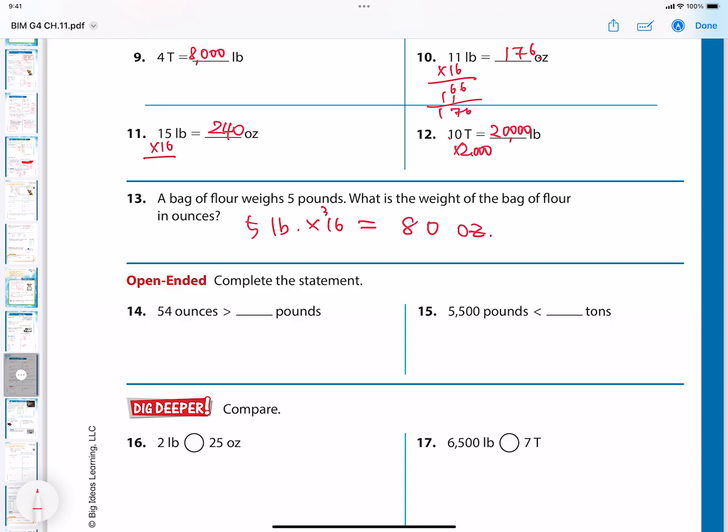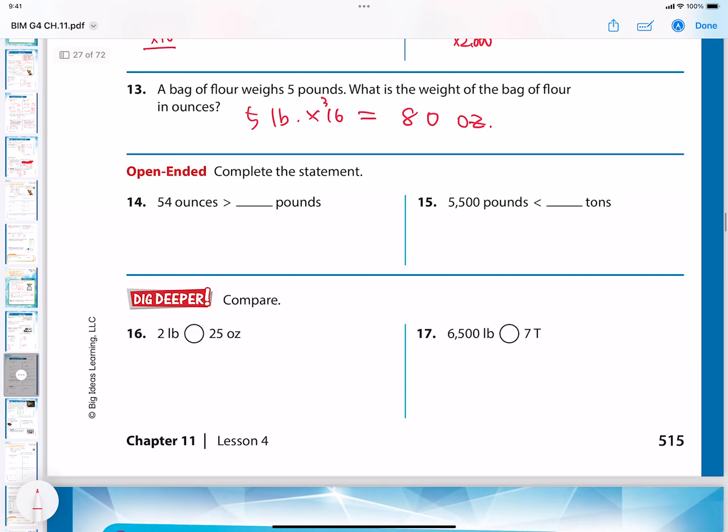All right. Now, complete the statement. 54 ounces is greater than some pounds. What can be? 1 pound is equal to what? 16 ounces. So I'm going to put 1. Number 15. 5,500 pounds are less than some tons. So 1 ton is equivalent to what? 2,000 pounds, right? So that's 1 ton, and 2 tons are 4,000, and 3 tons are gonna be 6,000. So I'm gonna put 3. If the number is greater than 3, yeah, you're correct.